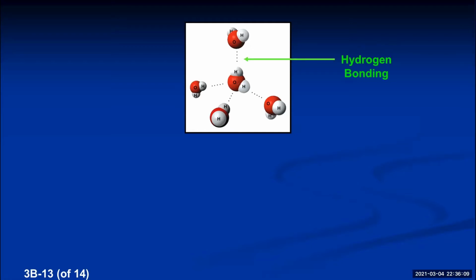Can you think of any other molecules that would have hydrogen bonding? Ammonia. Perfect, NH3. NH3 has hydrogens bonded to nitrogen, so ammonia can hydrogen bond. N, O, or F? HF. HF molecules can hydrogen bond.